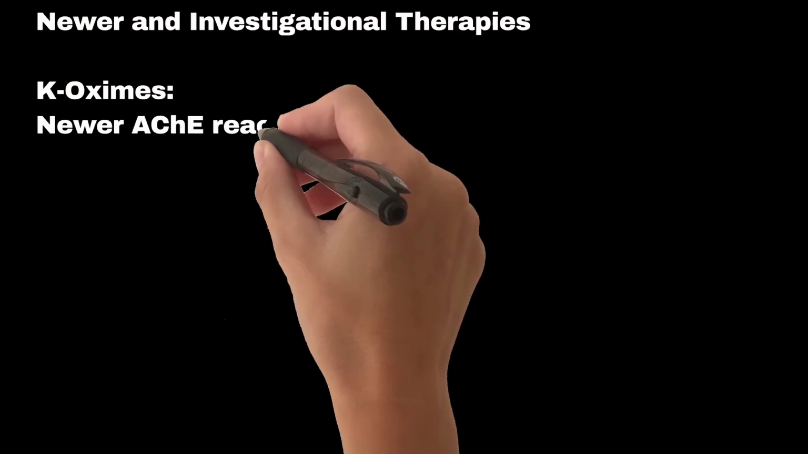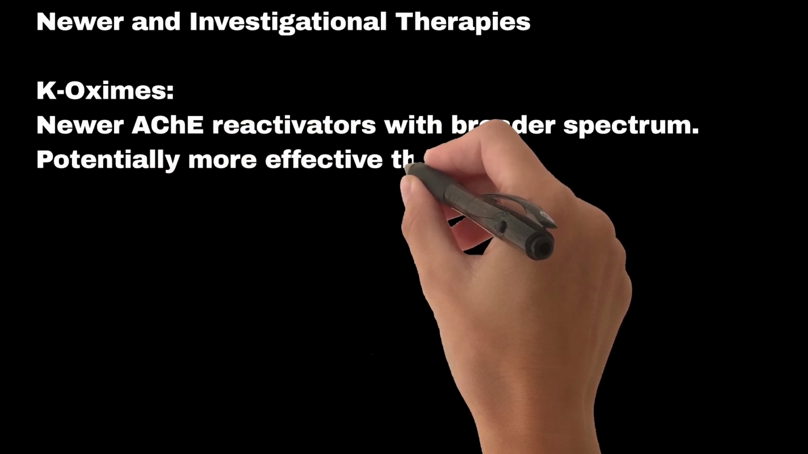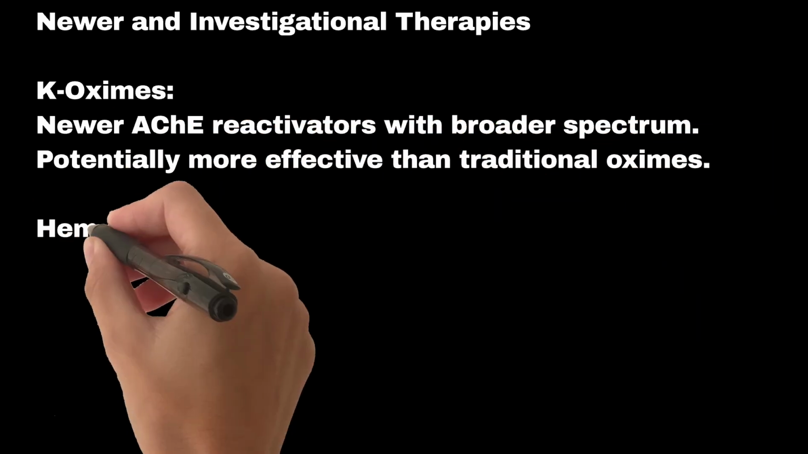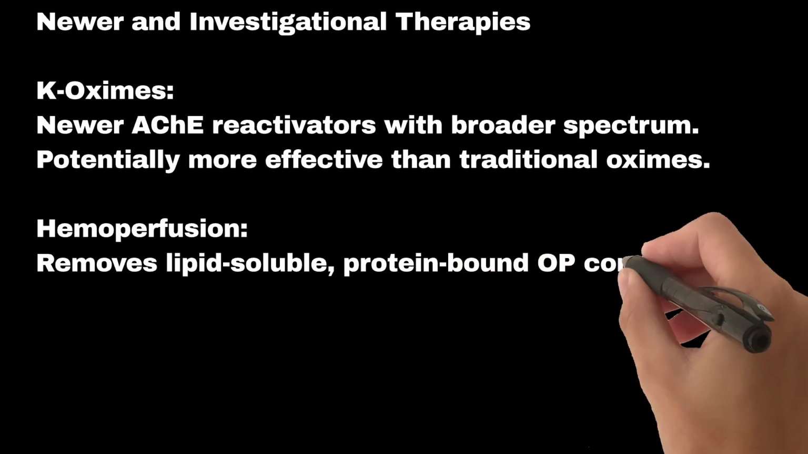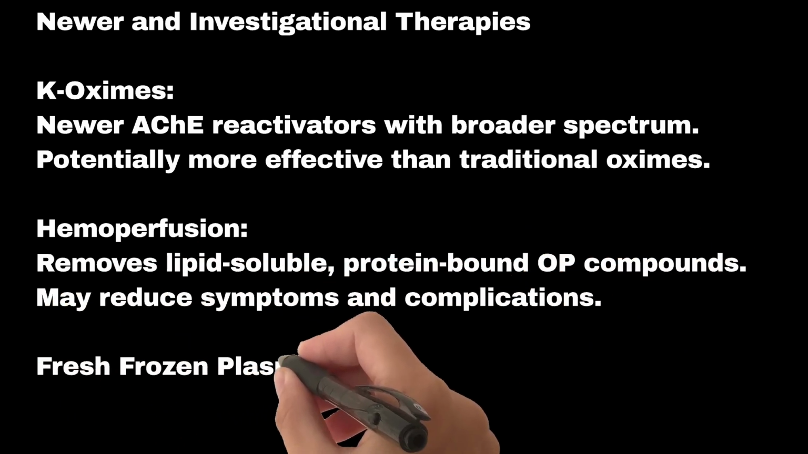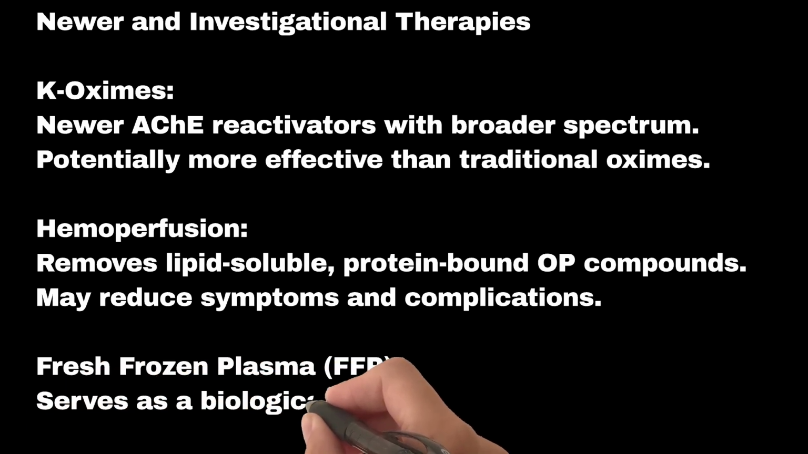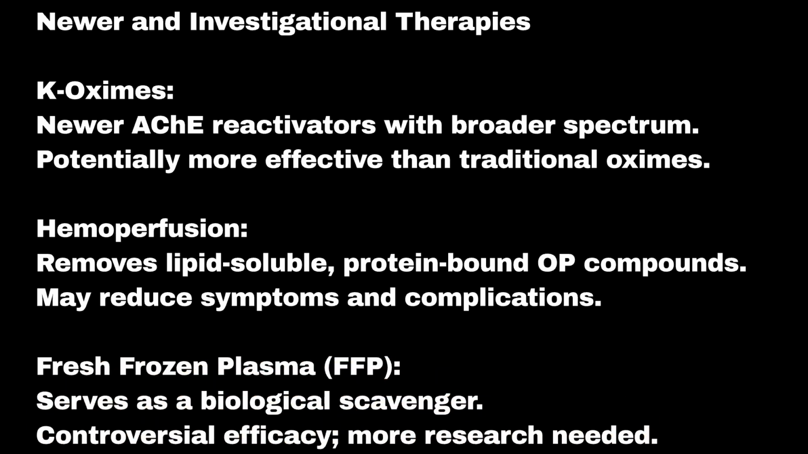Newer and investigational therapies. K-oximes, newer AChE reactivators with broader spectrum, potentially more effective than traditional oximes. Hemoperfusion removes lipid-soluble, protein-bound OP compounds and may reduce symptoms and complications. Fresh frozen plasma serves as a biological scavenger. Controversial efficacy, more research needed.